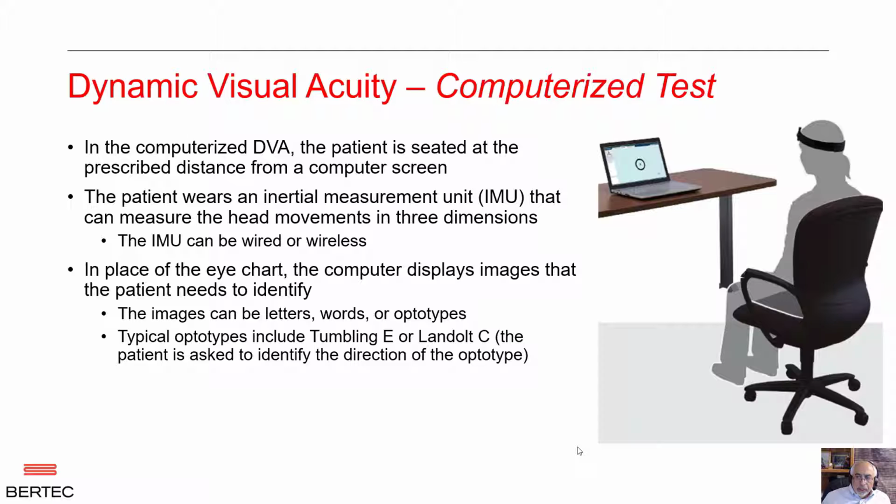The images can be letters, words, or most commonly optotypes. Typical optotypes include tumbling E's or Landolt C's. The patient is asked to identify the direction of the optotypes, such as up, down, right, or left.